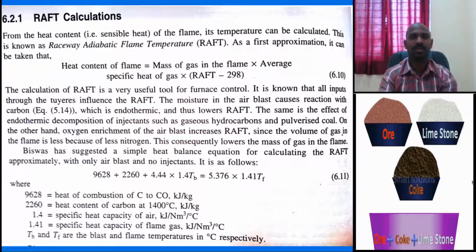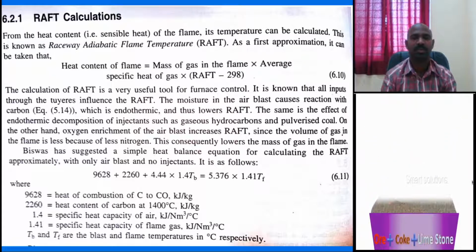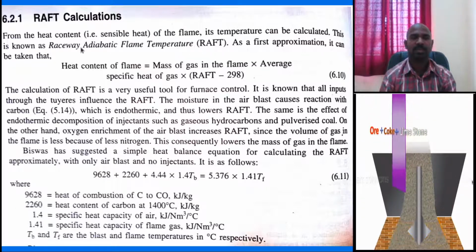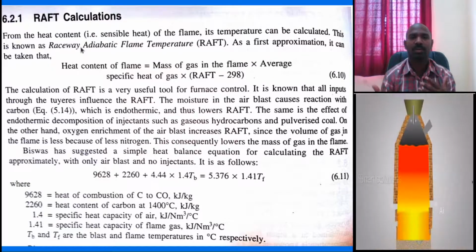Now one needs to know one more parameter which controls the entire blast furnace. You need to know this particular temperature, the raceway adiabatic flame temperature. At the raceway near the tuyeres, the temperature is 2000 degrees Celsius. How do you control it? And as it moves to the tap hole, the slag tap hole and iron tap hole, it comes down to 1550 to 1500. How?